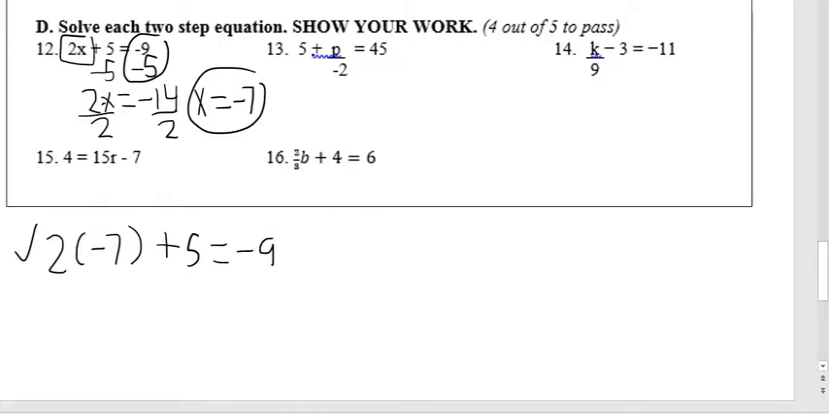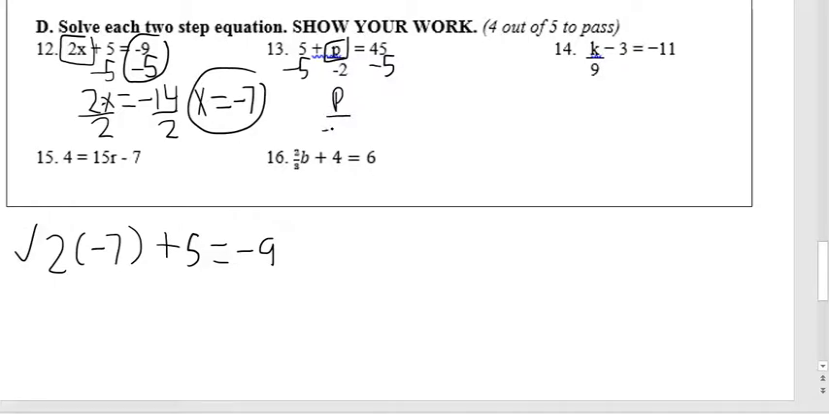On question number 13, this one says 5 plus p divided by negative 2 equals 45. So remember, here's our p. We're going to get rid of the 5 first by doing a subtract 5. 5 minus 5, that's what cancels the 5 out. So then we would have to do a subtract 5 on the other side.